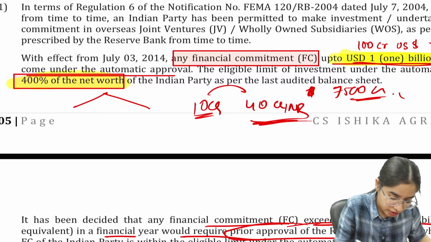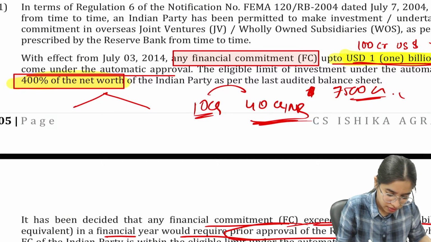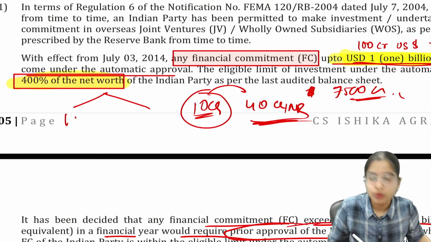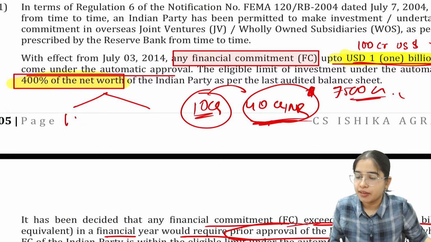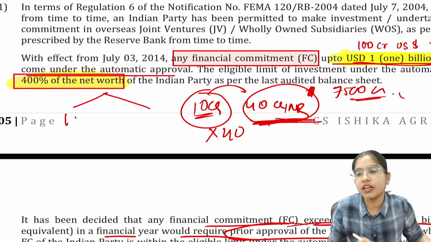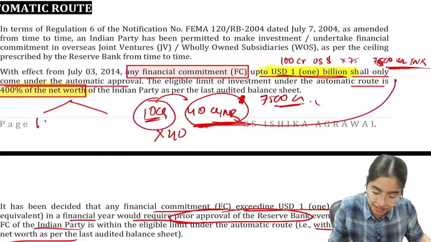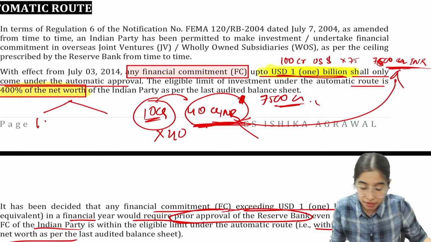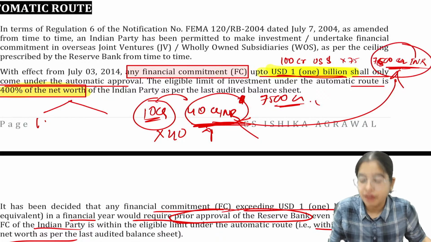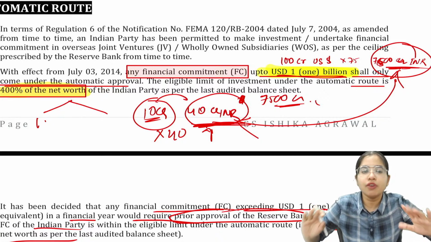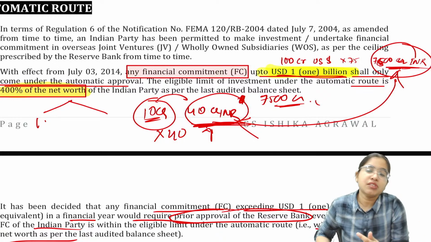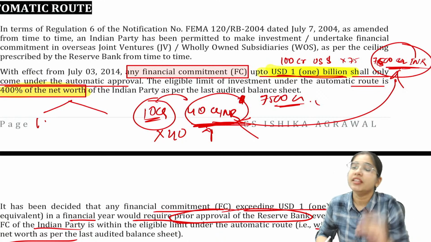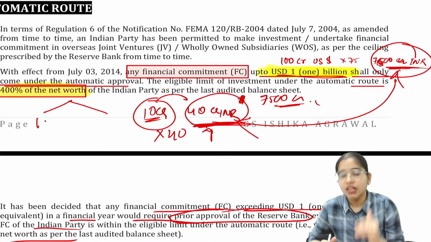So let's say your net worth is 10 crore. So what will be the 400%? 4 times, that is into 4, so 10 into 4 is 40 crore. So what are the two limits applicable to you? The two limits applicable are 40 crore Indian rupees or 7,500 crore Indian rupees. So your final limit is whichever is lower. So your final limit is 40 crore Indian rupees. So if you make investment outside India more than 40 crore Indian rupees, then you have to take prior approval of RBI. Then you have to go through approval route.